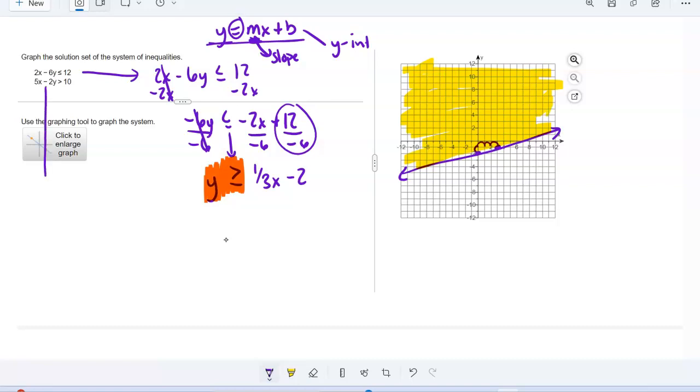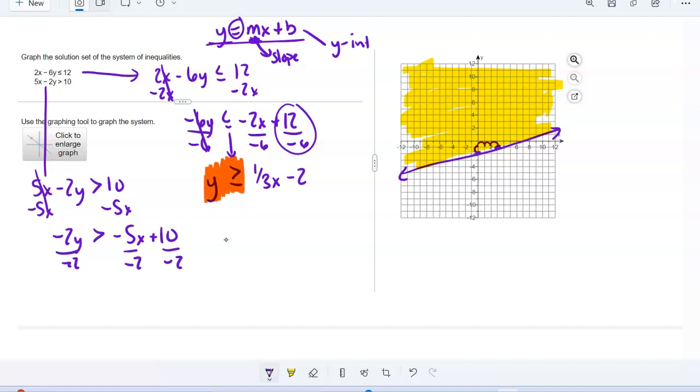So let's go to the second one, which is 5x minus 2y greater than 10. I subtract 5x from both sides. Negative 2y greater than negative 5x plus 10. I divide by negative 2. And once again, when I divide by a negative, I have to flip that sign. So I have y, this flips, less than. This becomes positive 5/2 x minus 5. This is going to be what I want to graph.